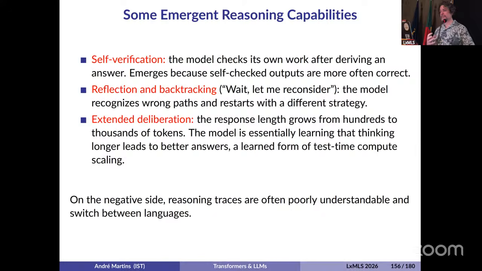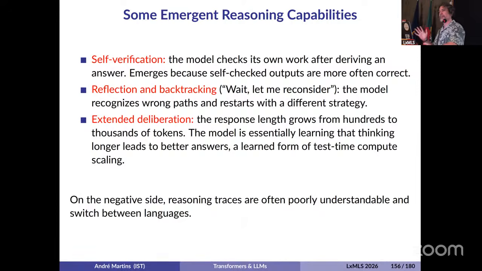And this self-verification is something that emerges during the training process. Because if the model is working on a difficult problem, by checking the output, it often ends up going to the correct path to obtain the correct answer. And the reward is going to increase because of that. There is also a lot of reflection and backtracking that is verbalized by these models. Things like, "wait, let me reconsider." And there is also this phenomenon of extended deliberation. For questions that are more complicated, the model needs to think for longer, and it can spend thousands of tokens.